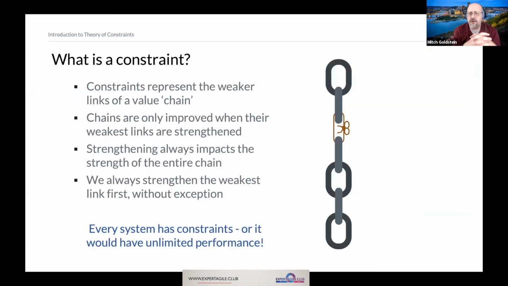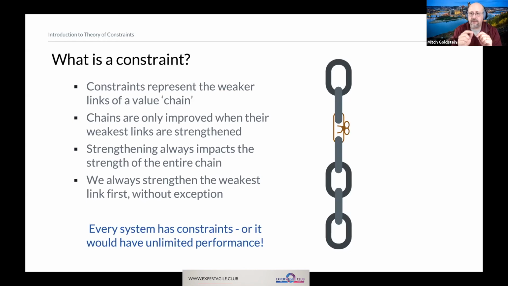We can also think of a constraint as a weak link in a value chain. So if this is our chain that represents our value, and we have to do quite a heavy lift, we can already see where the weak part of this system is. I have a piece of string holding a chain together. And the moral of the story here is that if I want to improve the overall strength of this chain, it doesn't matter what I do to the steel links, it will still be weak until I address the weakest link.